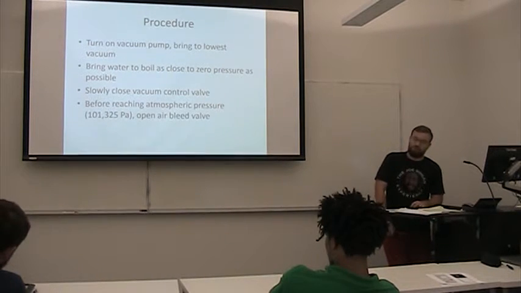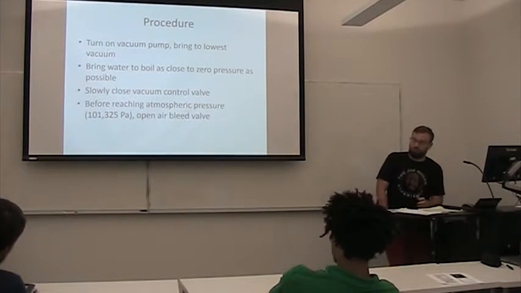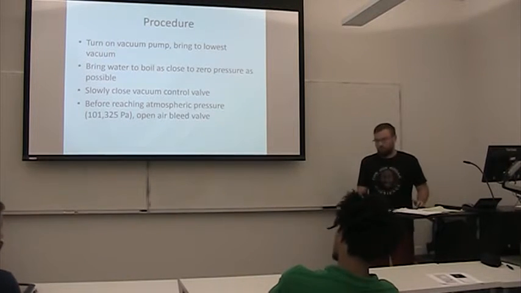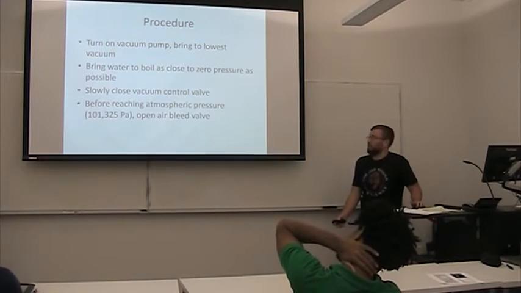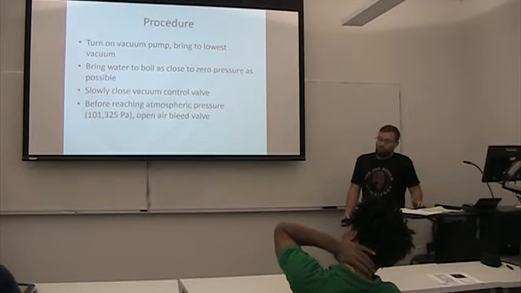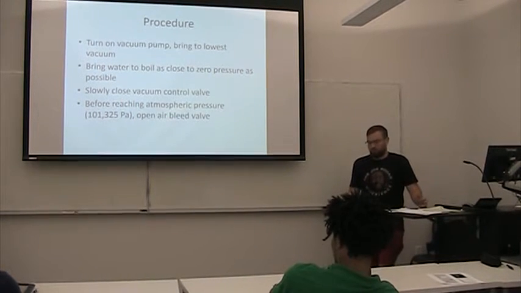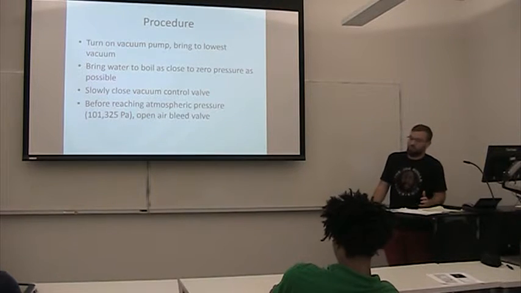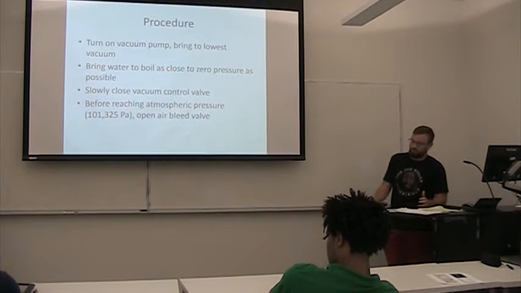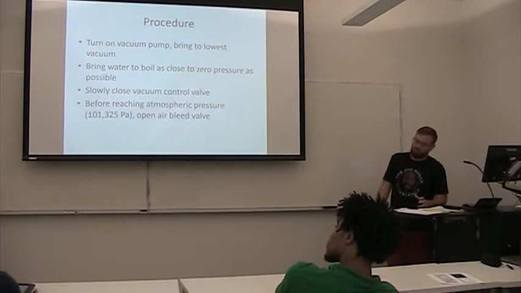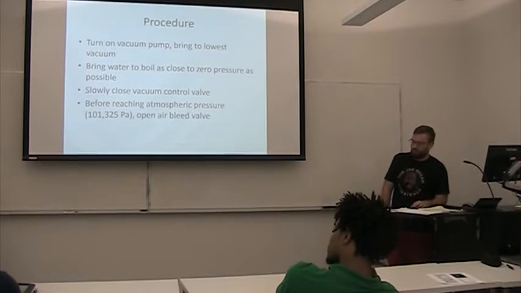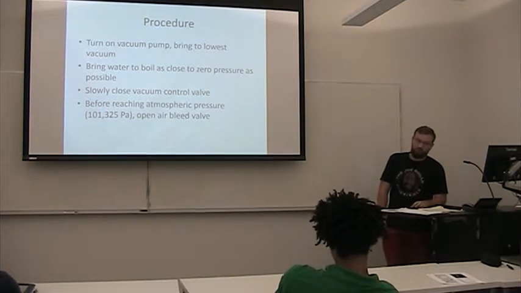For your procedure, we're going to be turning on the vacuum pump and getting the lowest vacuum that we possibly can. We're going to bring the water to a boil using the hot plate and as close to 0 pressure as possible. Slowly, we're going to be closing the vacuum control valve and then just letting the water boil. And then before we reach atmospheric pressure, we're going to want to open the bleed valve just to make sure that we don't blow anything up.